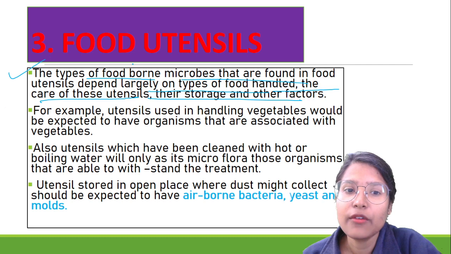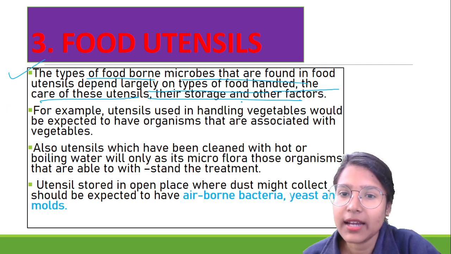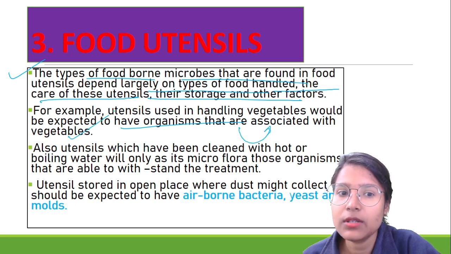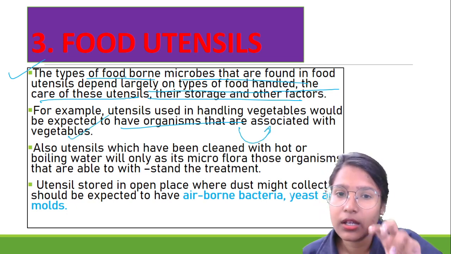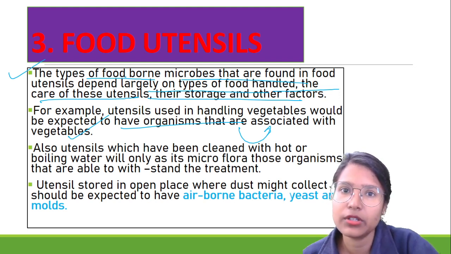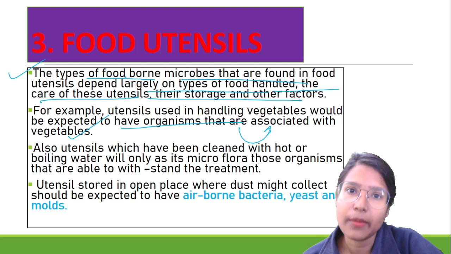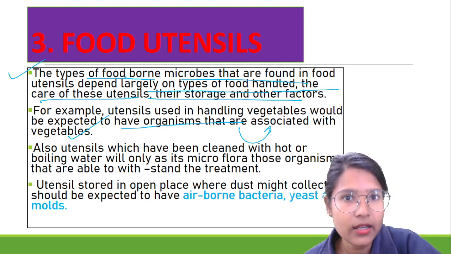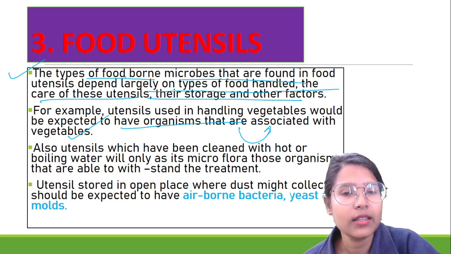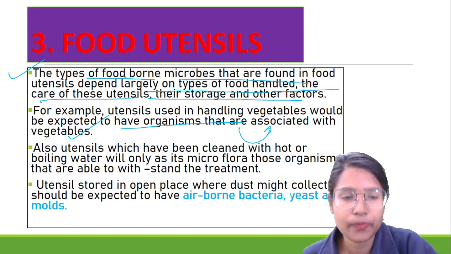Next, for example, utensils used in handling vegetables would be expected to have organisms that are associated with the vegetables. Like if you have taken a vegetable and just store that particular vegetable in a particular utensil, what are the chances that the microorganisms present in that utensil are generally associated with your vegetable crops, right. So those particular microorganisms can contaminate your vegetable also, right.